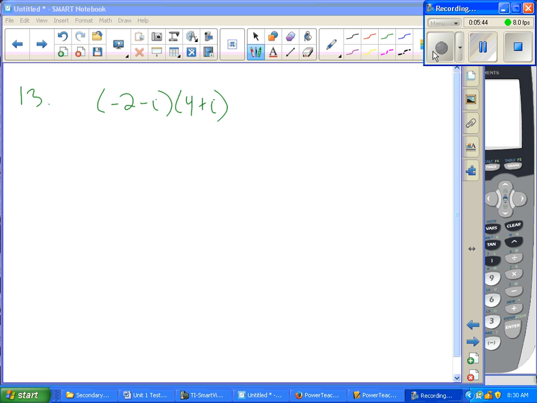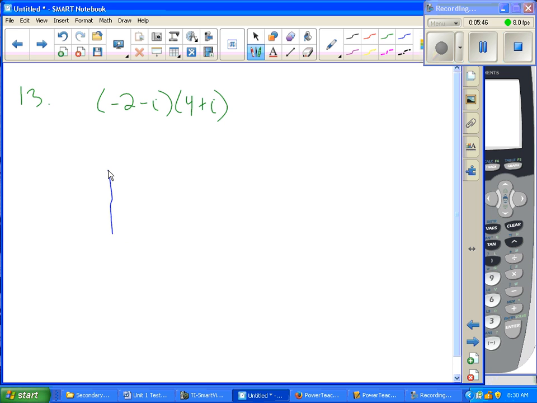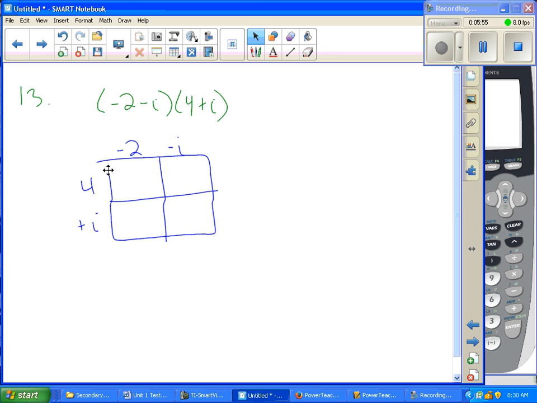Okay, so on this one, it's just a FOIL problem, so I'm just going to do the area method. So negative 2 minus i, 4 plus i. So 4 times negative 2 is negative 8. 4 times negative i is negative 4i. i times negative 2 is negative 2i. i times negative i is negative i squared. And then I know that i squared becomes negative 1, so this is negative times negative 1. So that's really a positive 1 right there.